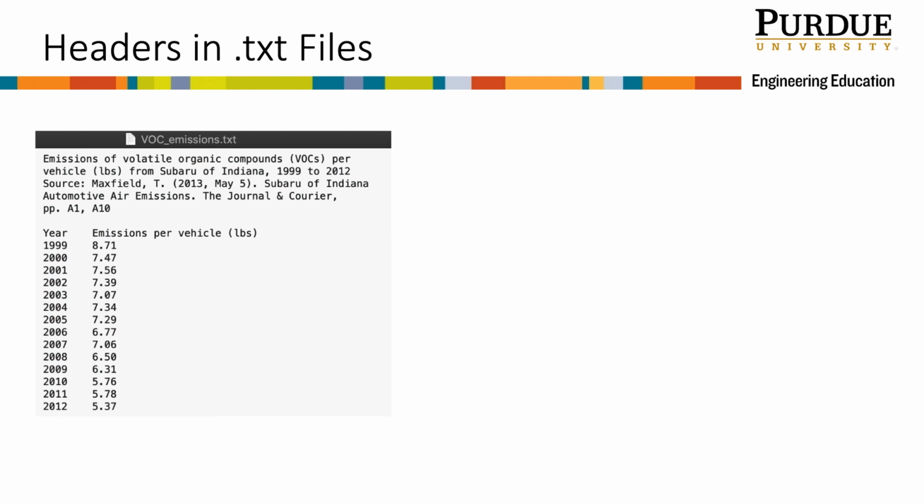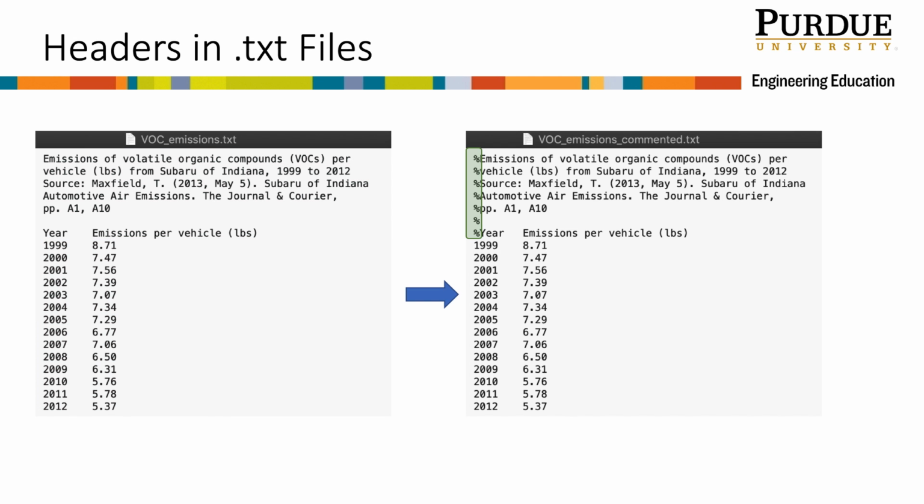So how do we get MATLAB to ignore the information? We use the percent sign, just like we do for MATLAB comments. Note you can also delete the text from the data file, leaving only numeric values. This is required if you have columns of text data.